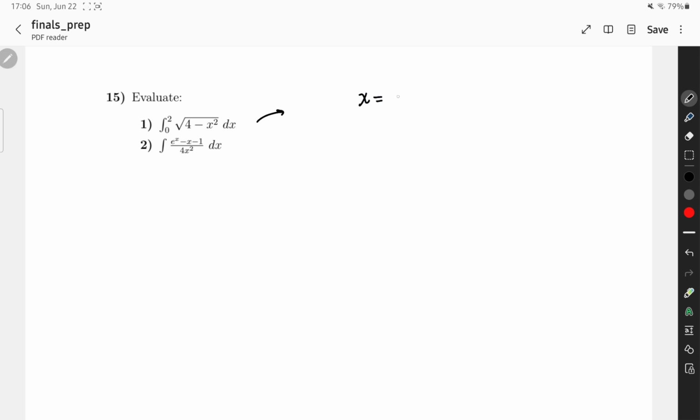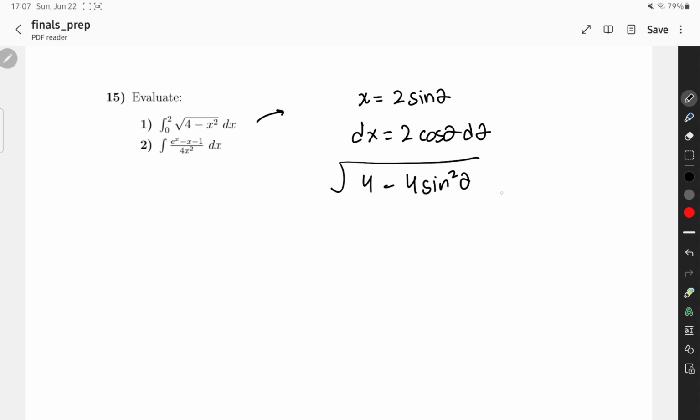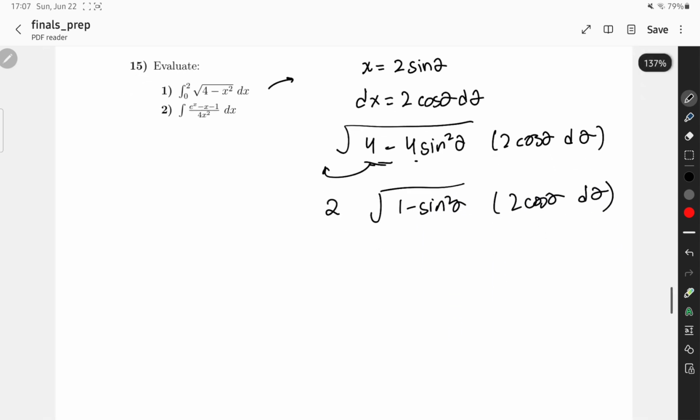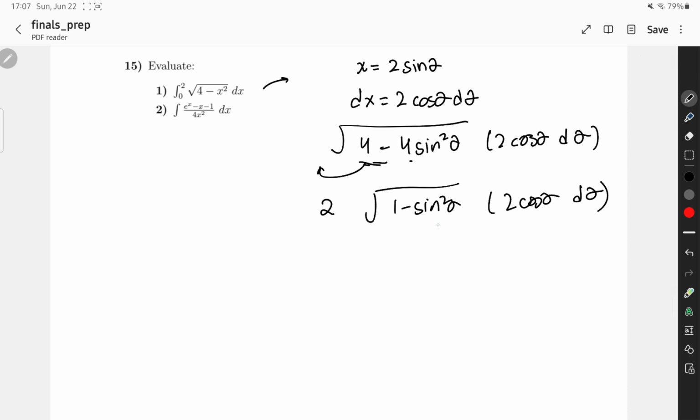Why? Well, let's see. So x equals 2 sine theta, dx is equal to 2 cos theta d theta, and if you apply the substitution you'll see that this becomes the square root of 4 minus 4 sine square theta, and dx will become 2 cos theta d theta. Then you can remove the 4 and take 2 outside: 1 minus sine square theta, and there's 2 cos theta d theta. 1 minus sine square theta is cos square theta, and the square root of that is cos theta. So you have 2 cos square theta, and there's another 2 from here, so it becomes 4 cos square theta.